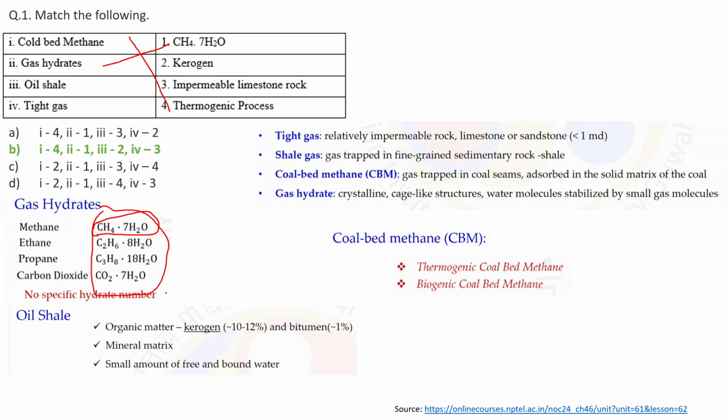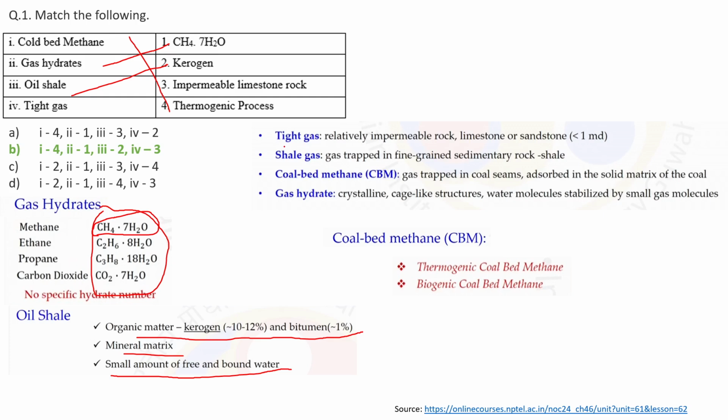Now oil shale. Oil shale is organic matter, also known as kerosene. It has 10 to 12% kerosene and 1% bitumen. So oil shale has these two organic matters, kerosene at 10 to 12% and bitumen at 1%. It also has a mineral matrix, and a small amount of free and bound water is present. So you can match the third option, oil shale, with kerosene, as it has 10 to 12% of kerosene in it.